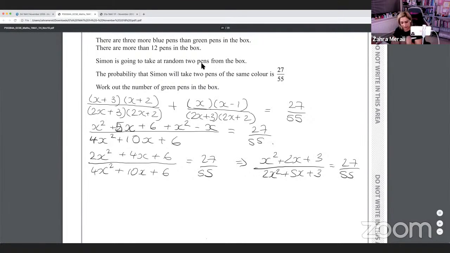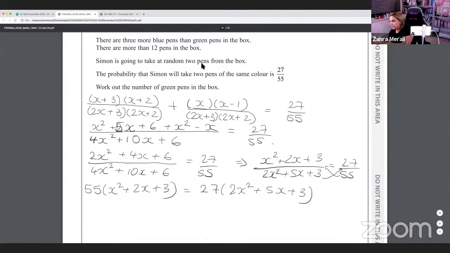Now we're going to cross multiply. So the 55 is going to come up there, and that's going to come up there. So we're going to get 55 lots of x squared plus 2x plus 3, and 27 lots of 2x squared plus 5x plus 3. Okay, so if I open out those brackets, I've got 55x squared plus 110x plus 165 equals 54x squared plus 135x plus 81.